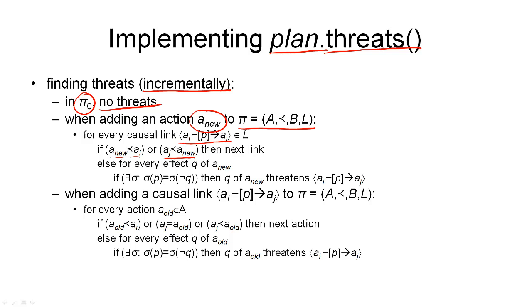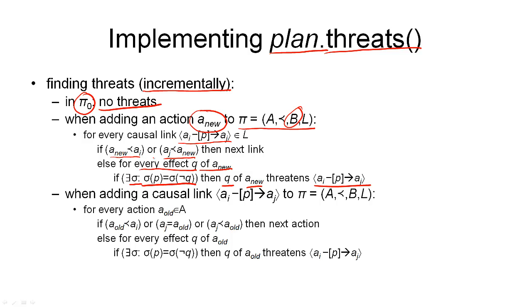Otherwise, that means the action can be in parallel to our link. It needn't necessarily be, but it can be. And then we have to check every effect Q of our new action. And if there is such an effect Q that can be unified with P such that Q and not P are equal, or Q and P are complementary, then, and only then, is Q of A new a threat for our causal link. Of course, this only applies if this substitution is actually consistent with our binding constraints. So this was the case where a newly introduced action may threaten an existing causal link in our partial plan.